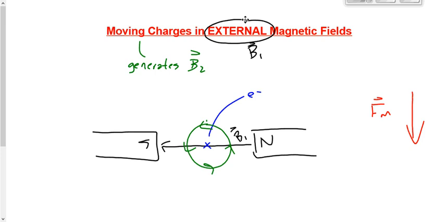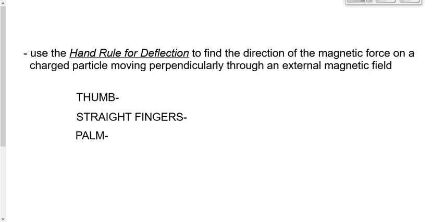Okay, let's summarize that. Let's write it down and summarize it. And then we will take a look at a couple more examples, a number of other examples actually, to make sure that you've got this down pat. So we say we use the hand rule for deflection to find the direction of the magnetic force on a charged particle moving perpendicularly through an external magnetic field. I'm going to highlight this, and I'll come back to why it's highlighted in just a moment.